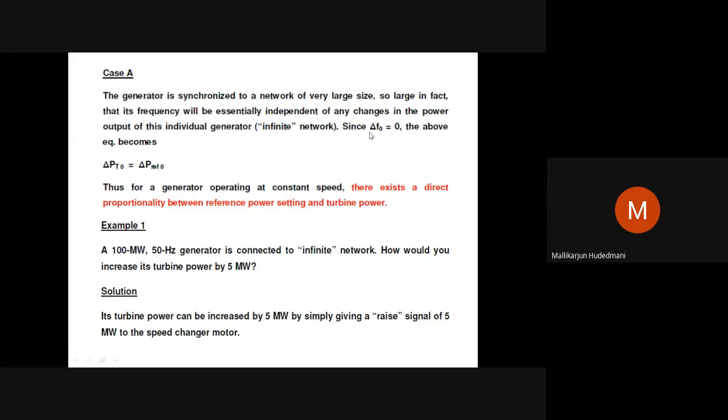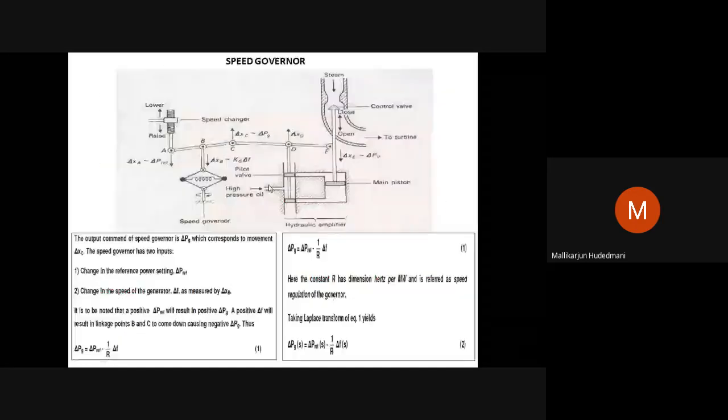How do you get it? The frequency deviation is 0 at infinite network. Now if I go back, how do you get it? Let us say this equation. In this equation we have the governor; the displacement it is going to give is nothing but the reference point it is having and the deviation from the feedback divided by the droop characteristic of that. So the same thing is done over here also.